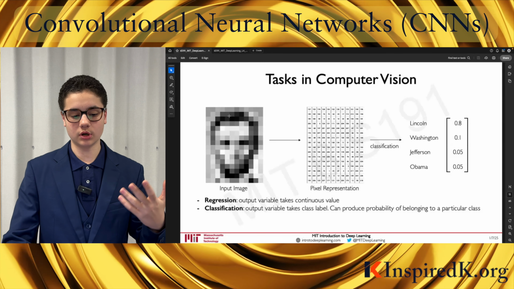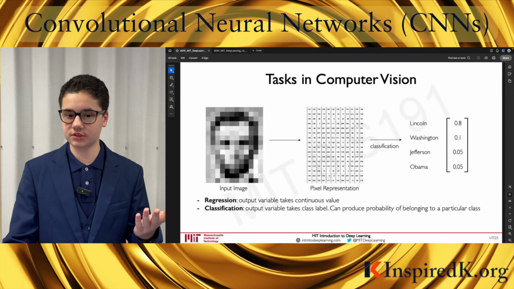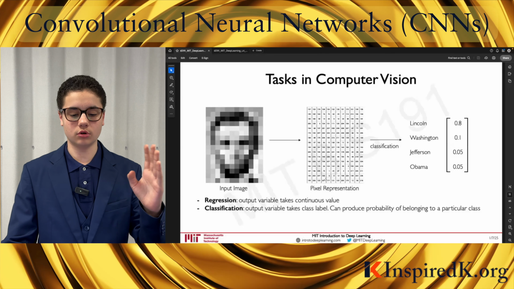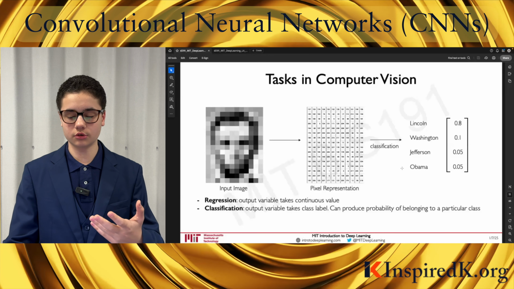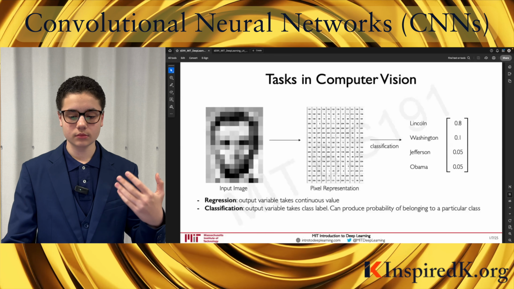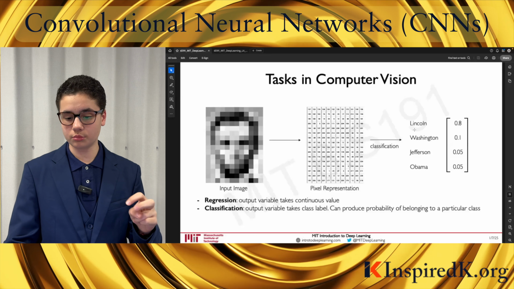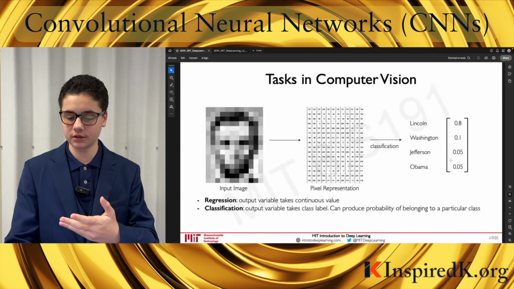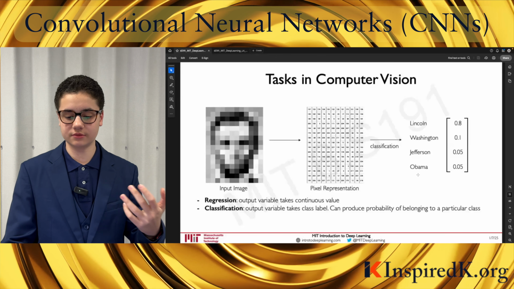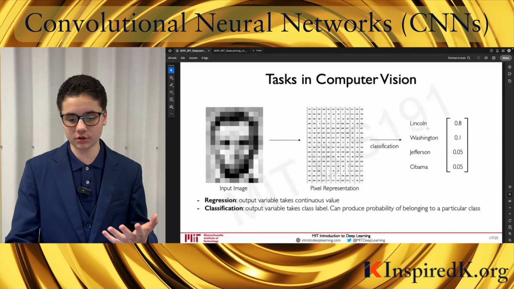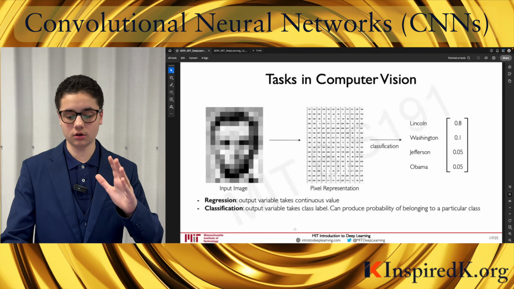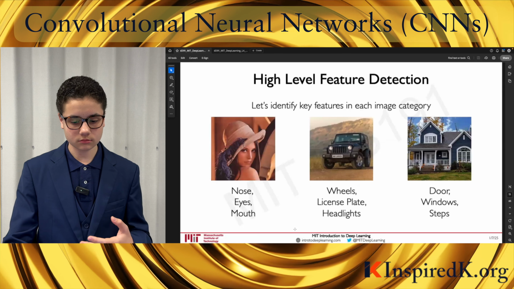Let's say we have our image of Abraham Lincoln in grayscale, and we pass our pixel representation through a neural network to get a classification for 4 different presidents, let's say, and our model predicts that it could be Lincoln, most likely, but also Washington, Jefferson, and Obama have some probabilities as they are represented in our label distribution.